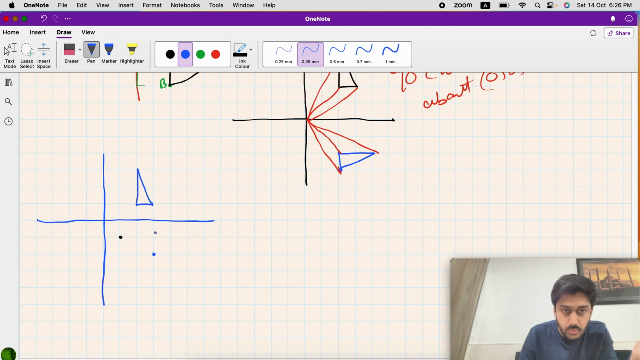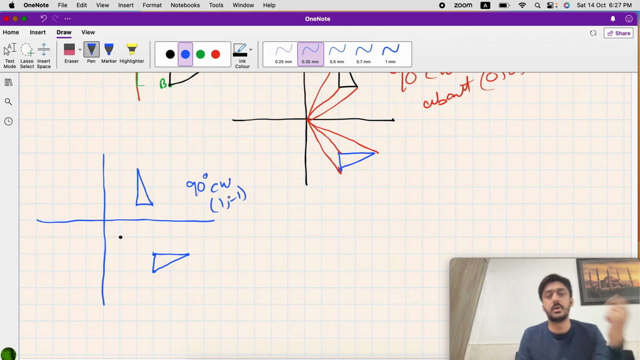Second point, 2, 2. Follow this cursor, 2, 2. So 2, 2, second point done. Third point is 1, 1, 2, 3, 4. So 1, 1, 2, 3, 4. This is 90 degrees clockwise rotation. 90 degrees clockwise rotation about this given point, (1, -1).